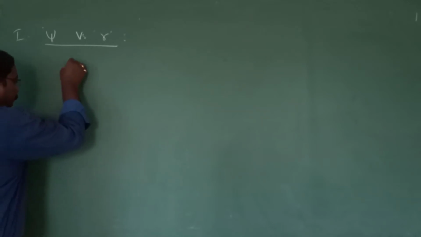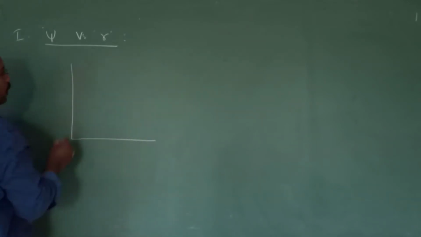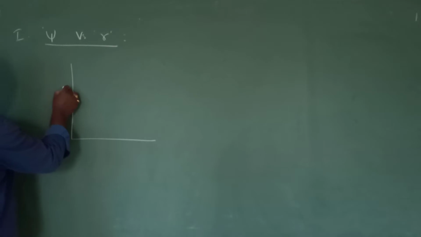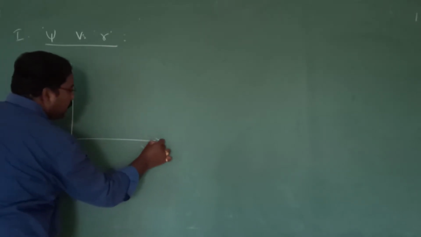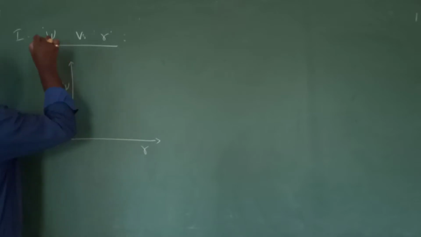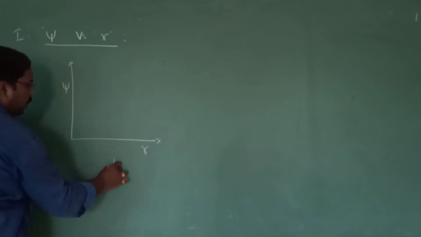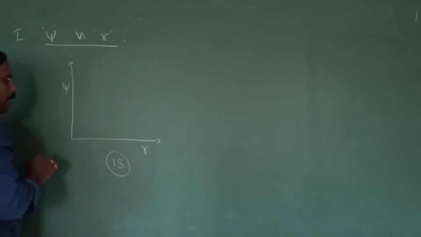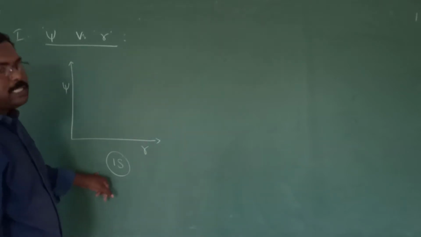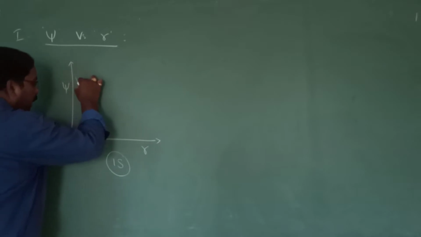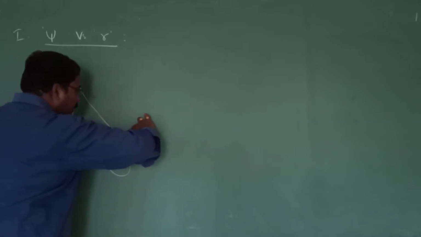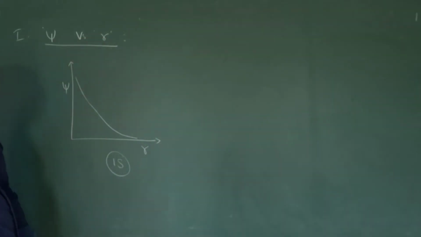graph for a particular orbital, first of all, I am going to draw the 1s orbital. So this is the graph I am going to draw for 1s orbital. So when we draw the graph for 1s orbital, we are getting the graph in this way. Okay? So what does it represent?